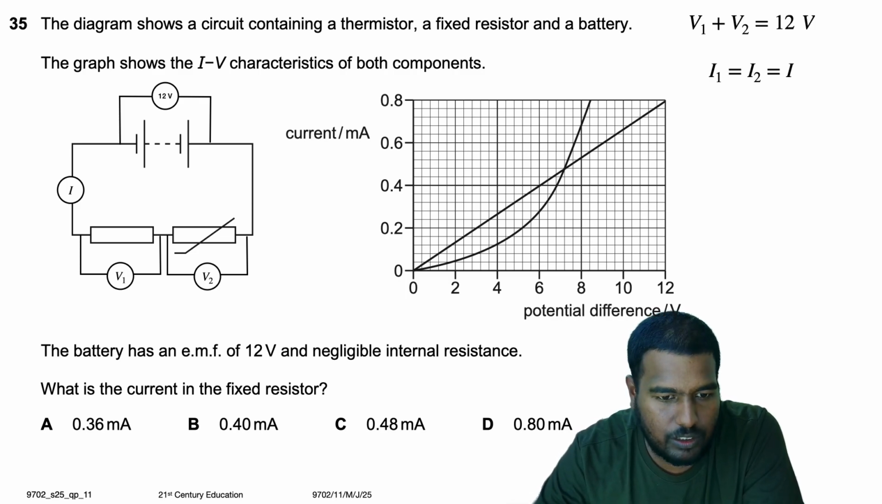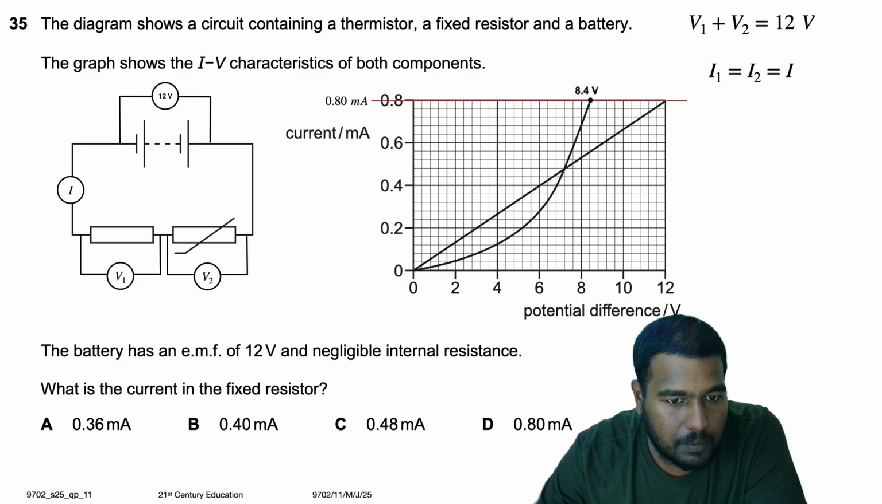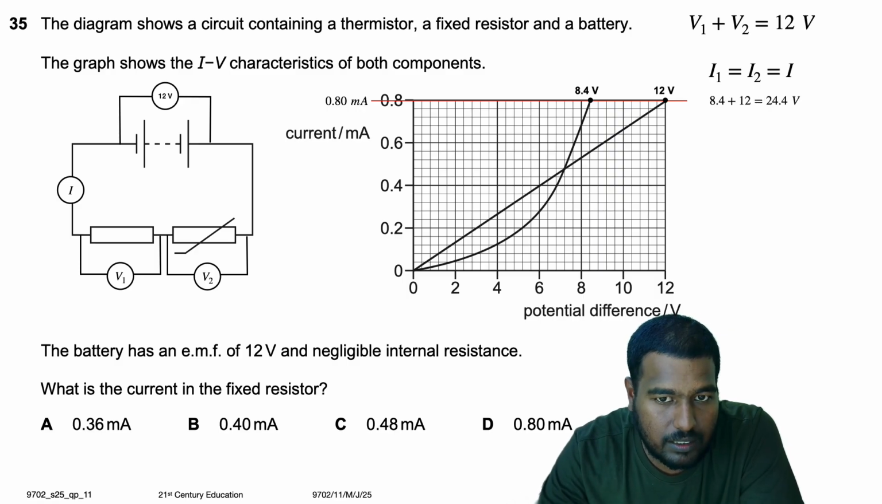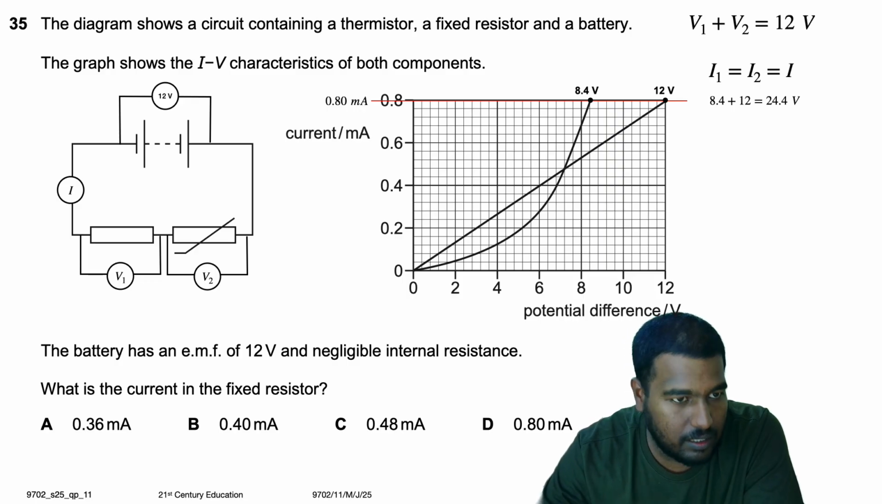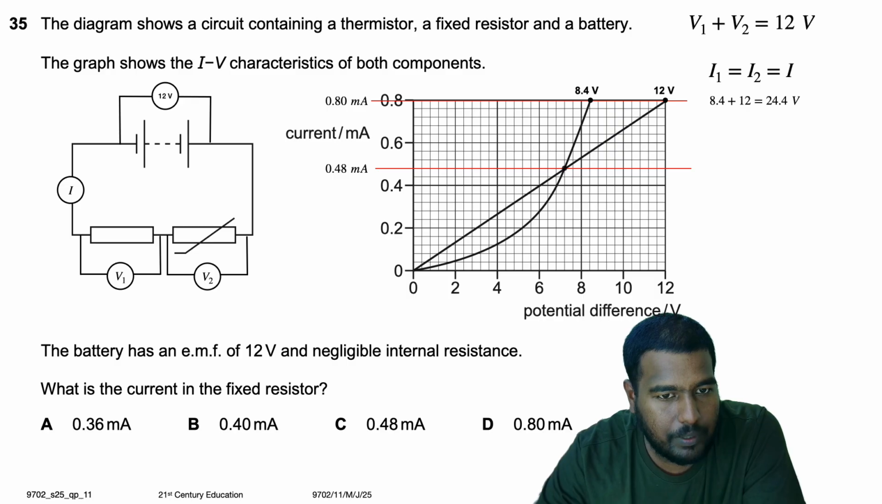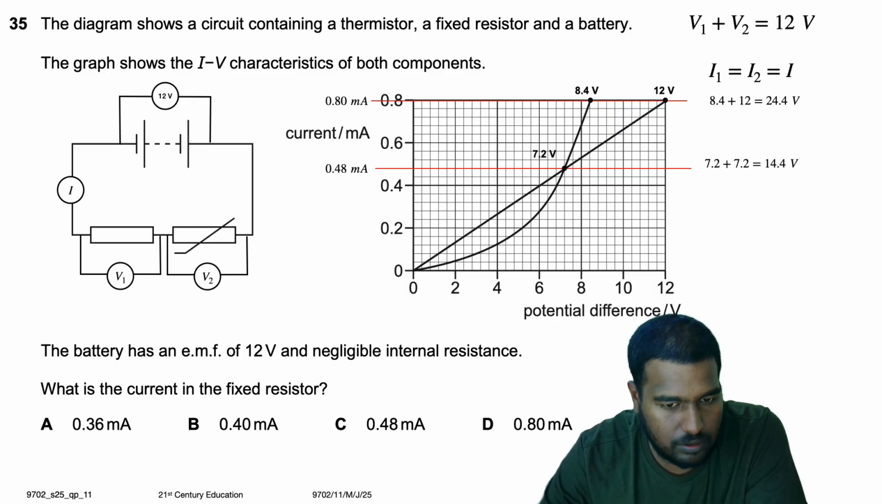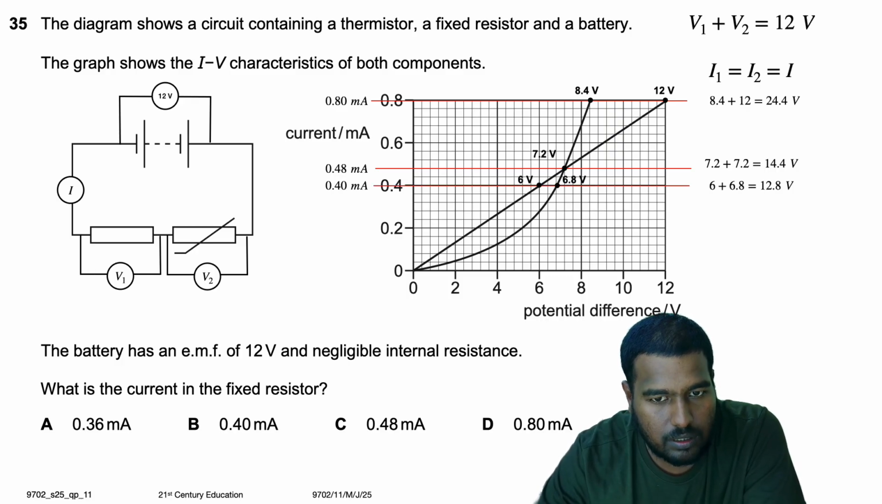First, let's take D, 0.80 milliampere. Here the thermistor is 8.4 volt and the fixed resistor is 12 volt. The combined voltage is 20.4 volt, which is not the case. Only 12 we should get. Similarly, for 0.48 milliampere, it will be 7.2 plus 7.2, 14.4. So not. Let's check 0.40. Again, it's 6 volt plus 6.8 volt, 12.8 volt.